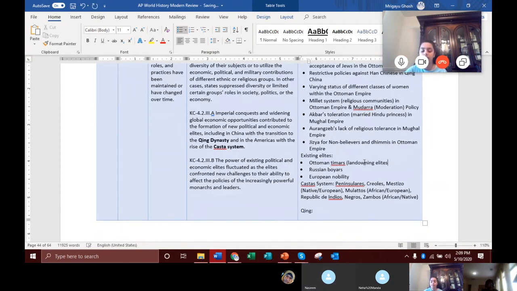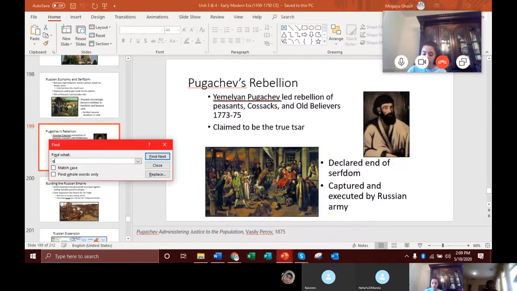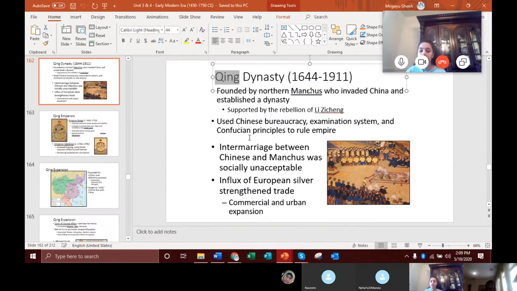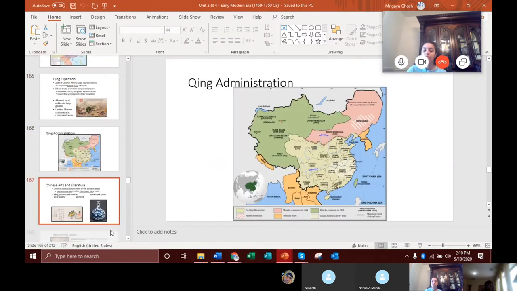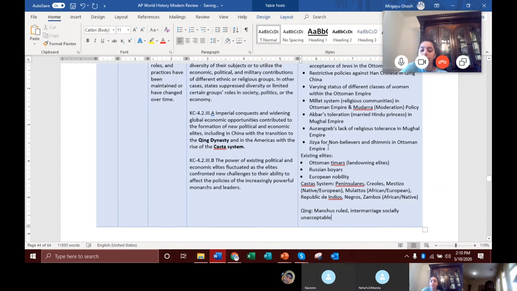In the Qing Dynasty, obviously the Manchus ruled. Did they have a social hierarchy that we need to mention here? No, I think there wasn't a social hierarchy. Intermarriage was socially unacceptable, so they just wanted to remain separate, but there were no laws or whatever. That social hierarchy was during the Yuan Dynasty.